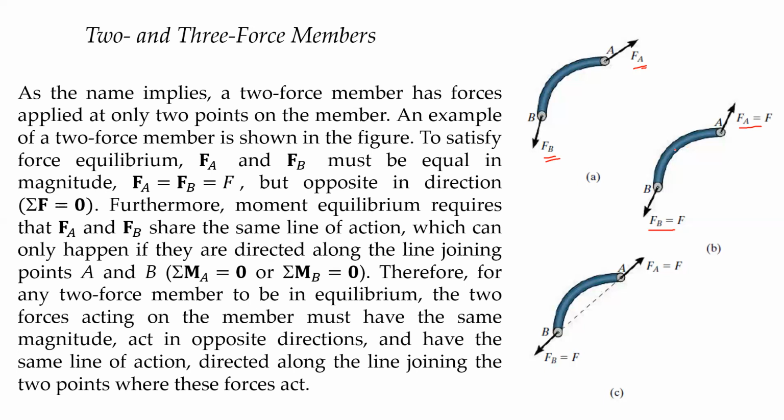So therefore, for any two force member to be in equilibrium, the two forces acting on the member must have the same magnitude, act in opposite directions, and have the same line of action, directed along the line joining the two points where these forces act.